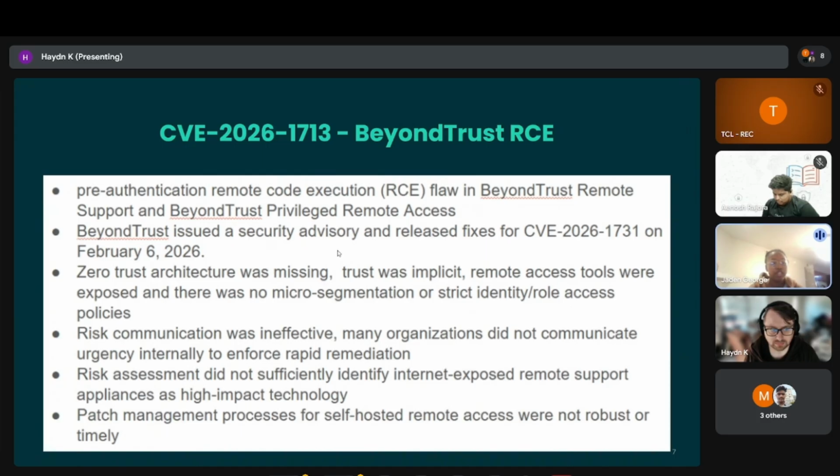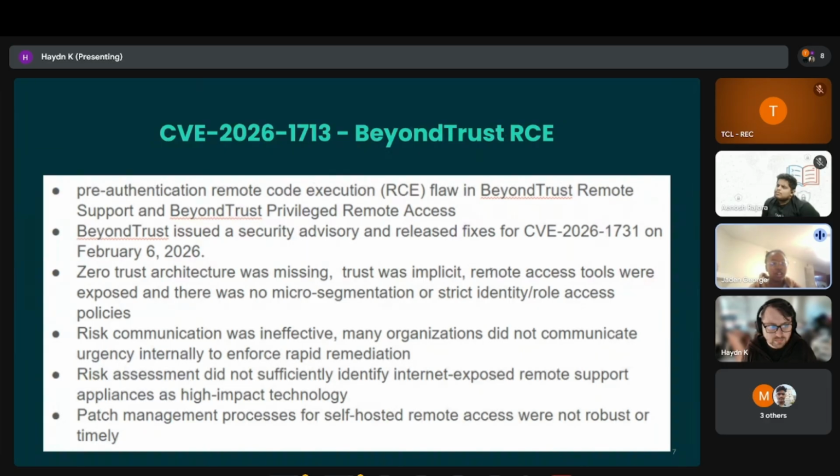Asset inventory or exposure identification gaps are also something that helped in this vulnerability being used. It was a result of organizations running internet exposed remote access appliances without identifying or isolating critical attack surfaces. There was zero trust architecture missing.